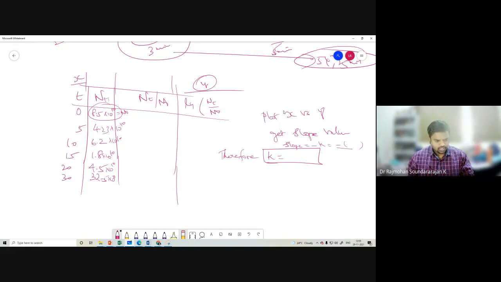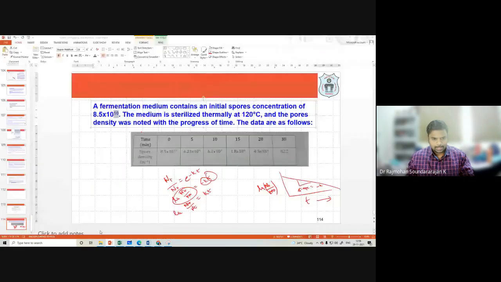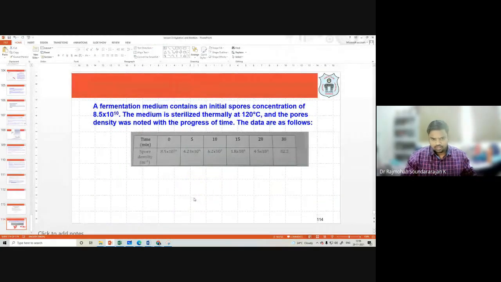Also you have to determine the inactivation factor at 40 minutes, for which we will make use of the formula nt equal to n naught into e power minus kt. So at any time you can determine the inactivation factor. The first part is okay, the question is incomplete here. So the question here is, first one is find k.